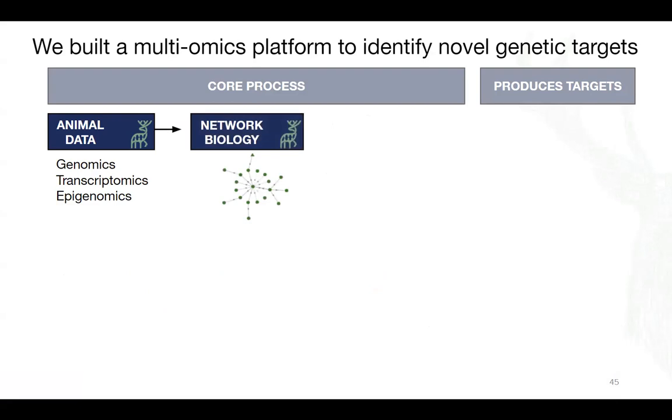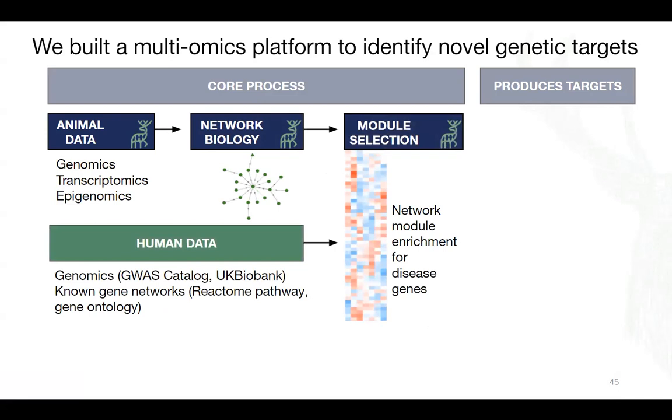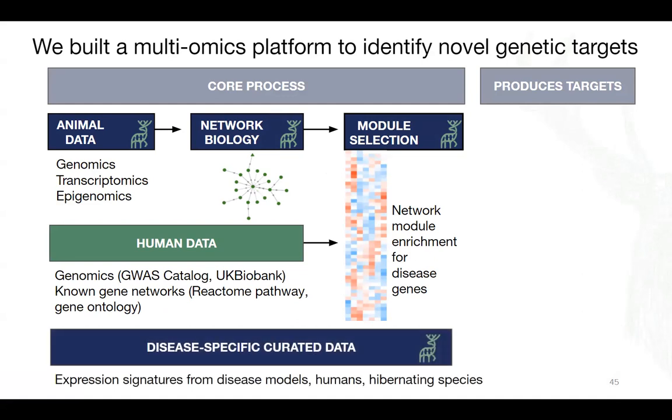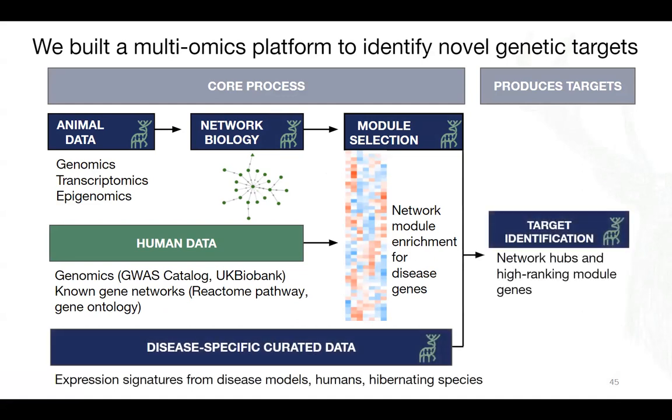And so our core process takes this data. We use a lot of network biology to figure out the connections between these nodes. Using WGCNA and other methods, and integrating human data, as well as disease-specific curated data, we identify targets which are often network hubs or high-ranking modules, and those become therapeutic targets for downstream development.